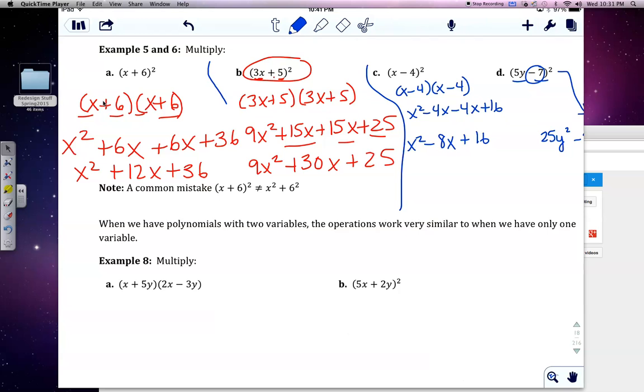I get this a lot on the test. If you see this problem, students square the x and square the 6 and get x squared plus 6 squared, or x squared plus 36. Okay, they're making a rule of exponents that we didn't have. We never had the sum of two terms to a power. We had a product to a power, never a sum of two terms.